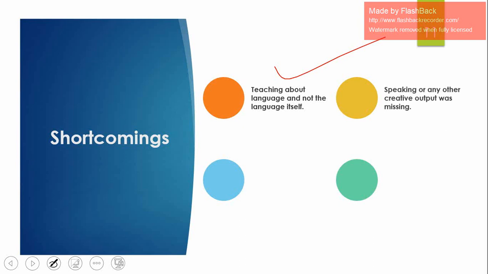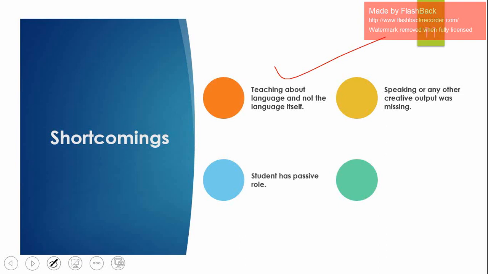Speaking or any other creative output was missing. There was no creativity, whether in the form of any output, whether it's writing skills or speaking skills, because speaking is ignored and the writing will only focus on translation. So translation is not creative. It's like a drill, it's like memorization and something other than creativity.